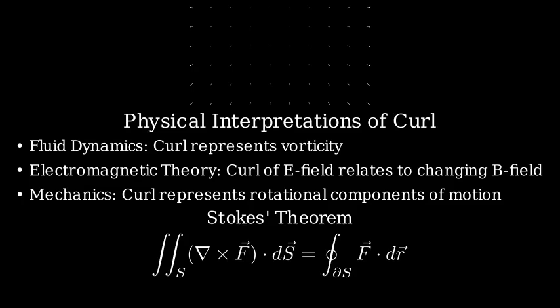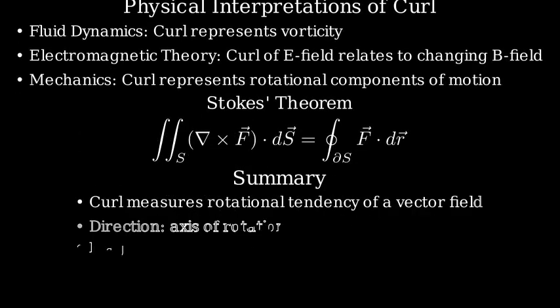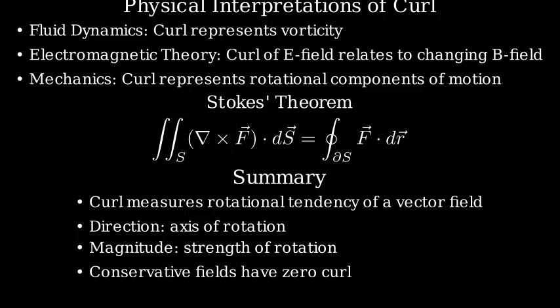In conclusion, the curl of a vector field measures the tendency for the field to rotate around a point. It's a vector quantity whose direction gives the axis of rotation, and whose magnitude indicates the strength of rotation. For a vector field to be conservative, derivable from a potential function, its curl must be 0 everywhere. This property is important in physics for fields like the electrostatic field and gravitational field.